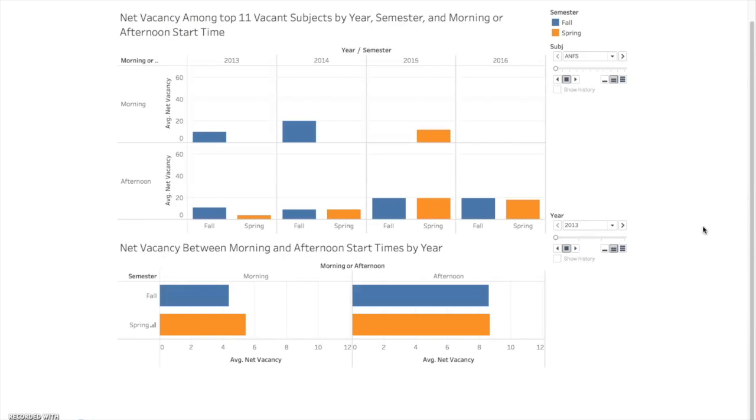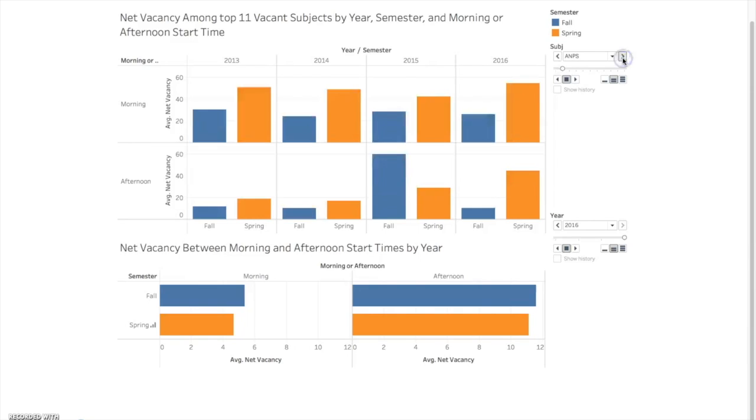All right, so starting with this graph at the bottom, analyzing net vacancy between morning and afternoon classes by semester and by year, we can see that between 2013 and 2016, there's a clear difference between morning and afternoon enrollment rates. There tends to be more vacancy in the afternoon. So as a way of looking at this in more detail, classes were separated by subject in the graph above. And this is among the top 11 vacant subjects by year, semester, and time that the courses are offered.